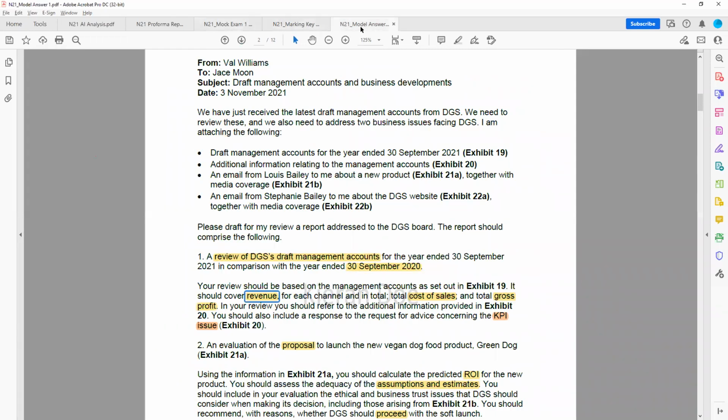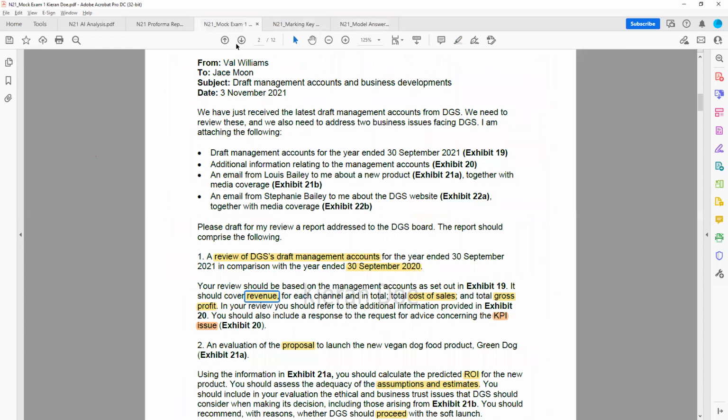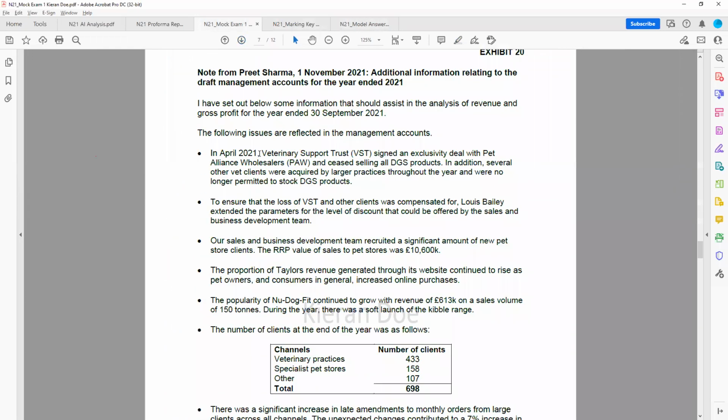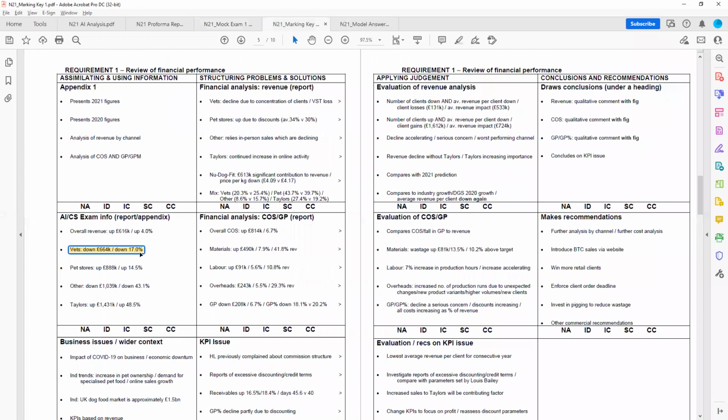So I've said that it's gone down. Then I'm going to give the reason it's gone down. Now I'm always trying to get that reason from the exam paper. So I'd have read through this information and analysed it, but would usually be given a reason why vets revenue had gone down. So revenue from that particular channel had gone down. So we've got the number and the reason. This is the mark for the number, and this is the mark for the reason.